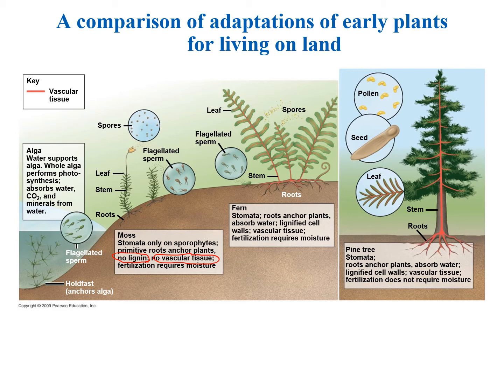Whereas something like a fern might be 3, 4, 5 feet tall, and that's because it has this vascular tissue. And so the vascular tissue is in red in this diagram, and it helps the fern grow taller, and so that's kind of a next step up on this complexity ladder for living in a terrestrial environment. But they still require moisture to fertilize their eggs.